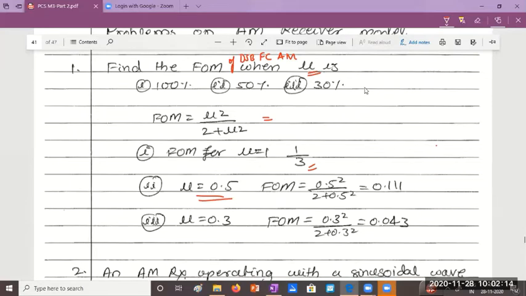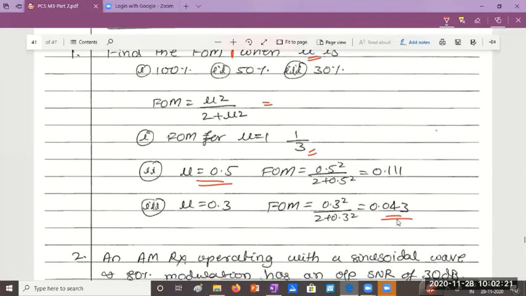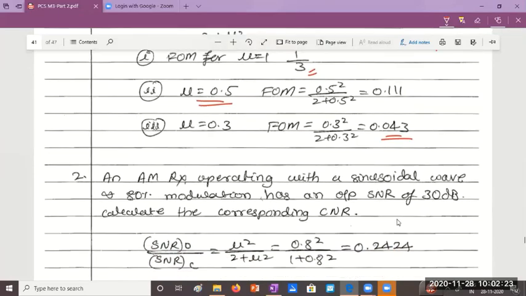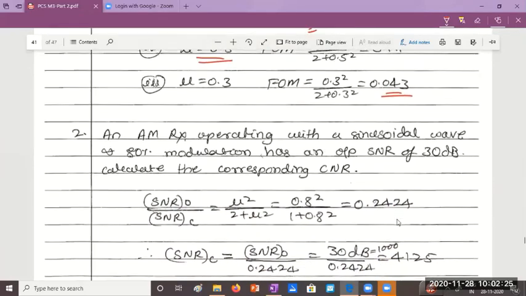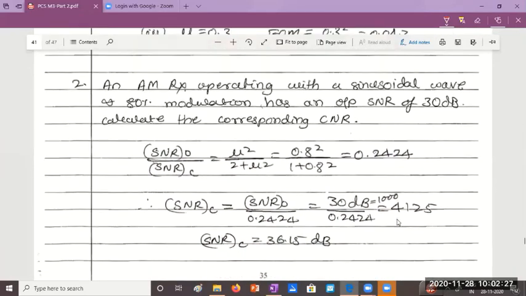For mu equal to 30%, 0.3, the figure of merit becomes 0.043. Anyway, this is a simple problem for 2 marks maybe. Let's move on to the next.